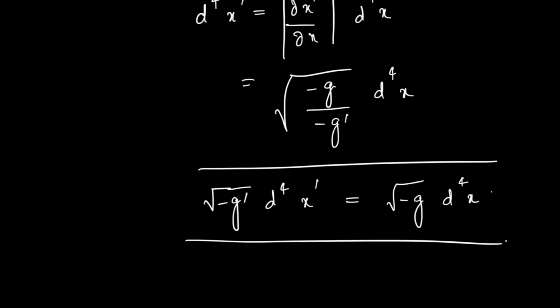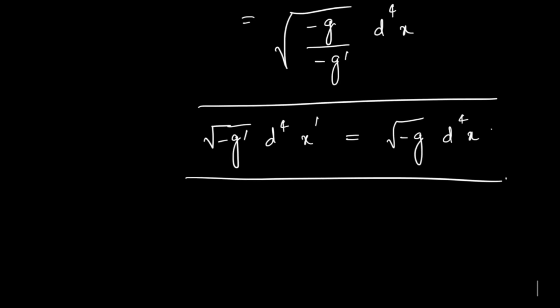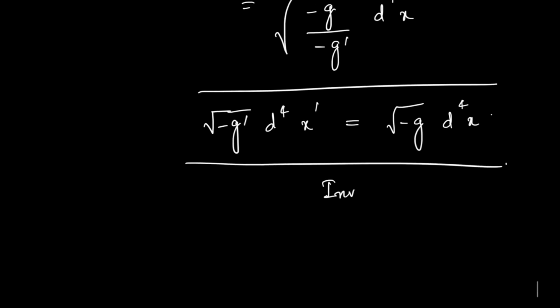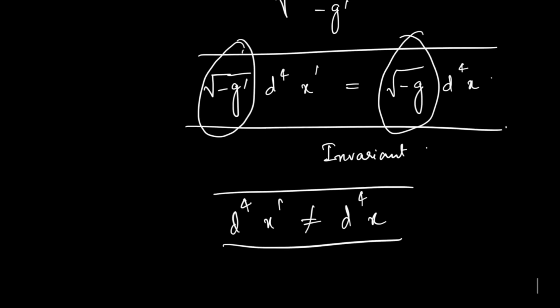So in a curved space-time, the volume element by itself is not invariant. Only if you multiply the volume element with root of minus g' on the left-hand side, that is in the new coordinate system, and root of minus g in the old coordinate system, this quantity is invariant. But d4x' is not equal to d4x. The volume element as such is not invariant, but if you multiply with this quantity, then it is invariant.